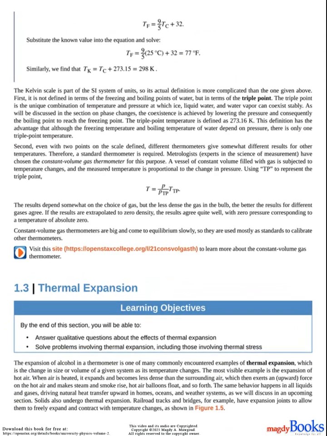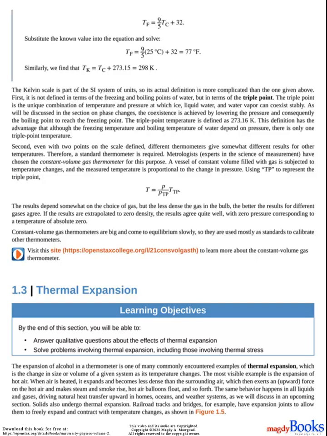T Fahrenheit equals 9 over 5 T Celsius plus 32. Substitute the known value into the equation and solve. T Fahrenheit equals 9 over 5 times (25 degrees Celsius), plus 32, equals 77 degrees Fahrenheit. Similarly, we find that T Kelvin equals T Celsius plus 273.15 equals 298 K.